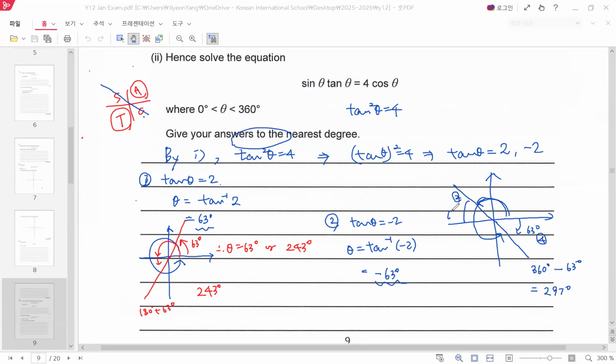And the second quadrant: since this one is 63 degrees, right, this one should be 180 minus 63 degrees, which is 117 degrees. So theta equals 117 degrees and 297 degrees. So by 1 and 2, theta equals 63, 117, 243, and 297 degrees is the answer of this question. Understand?